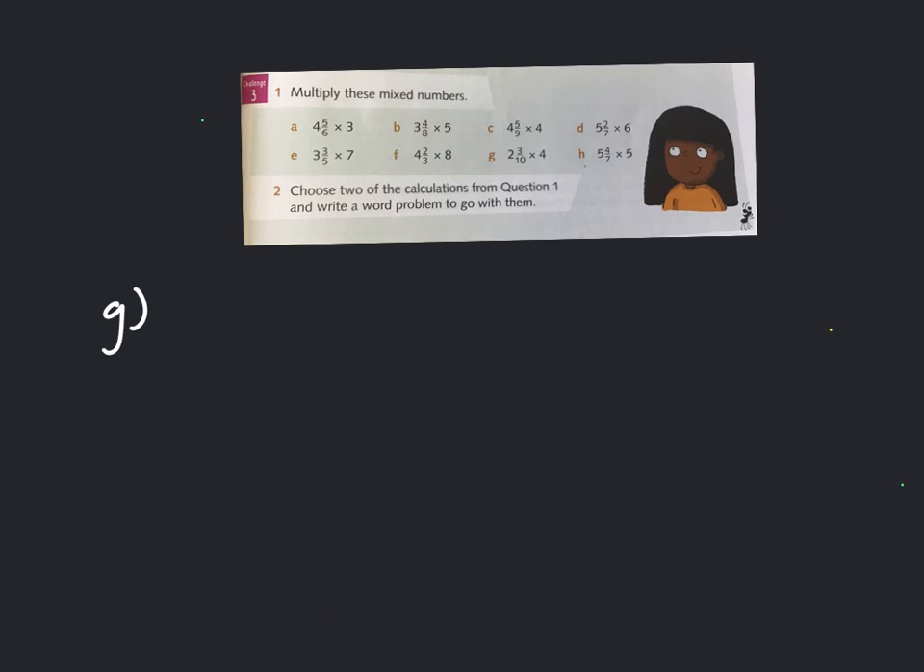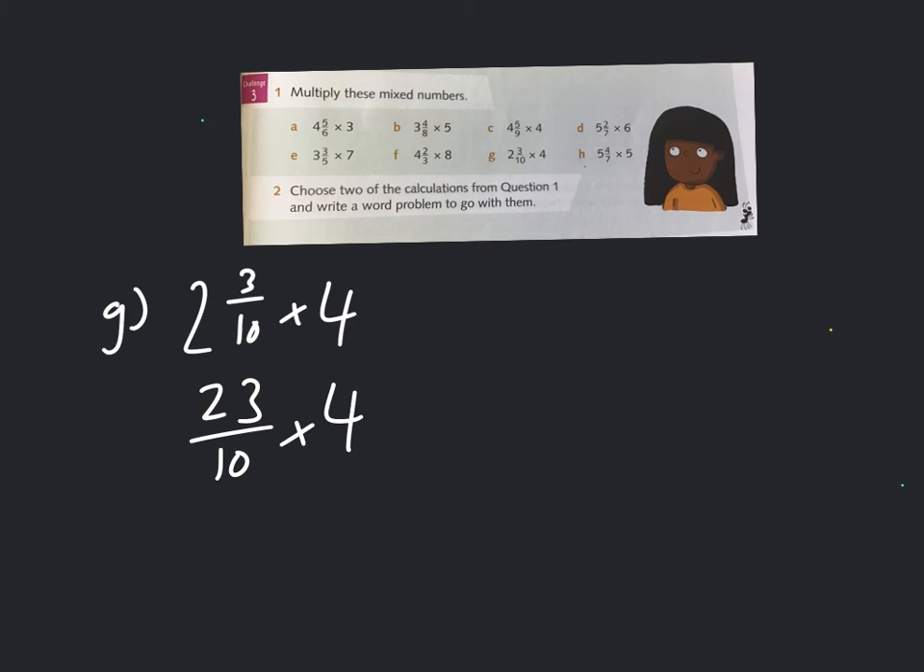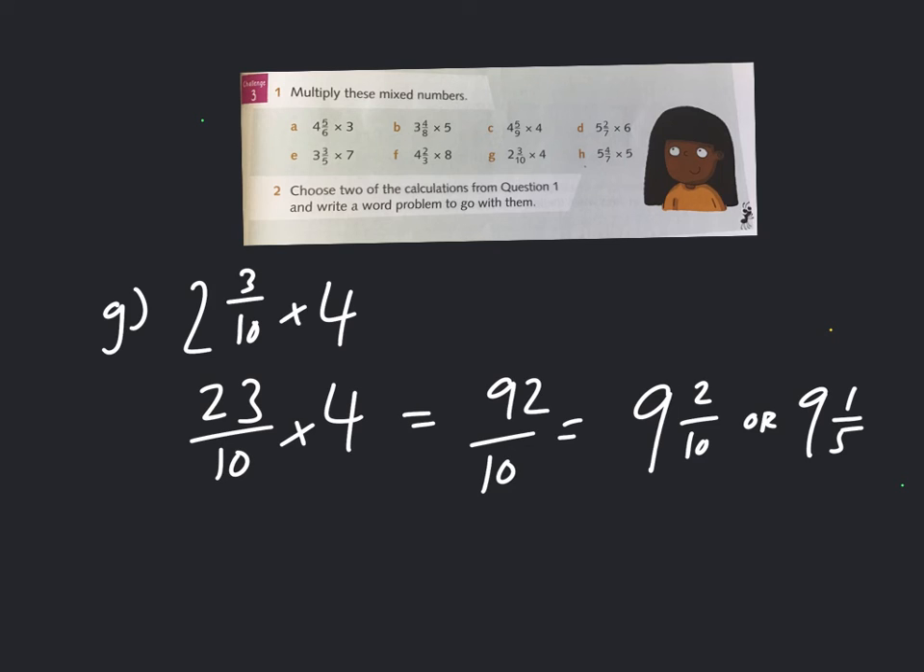Okay, so G is 2 and 3/10 times 4. 2 10s are 20, plus 3 is 23, so that means I have 23/10 altogether, and multiply that by 4. Well, 4 20s are 80, 4 3s are 12, so it's 92/10, which is 9 wholes and 2/10. Or if you're simplifying, 9 wholes and 1/5.